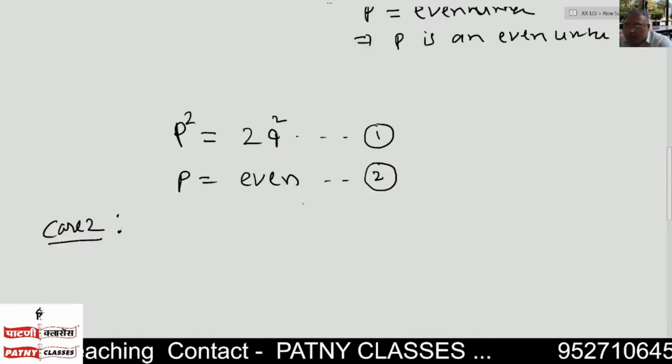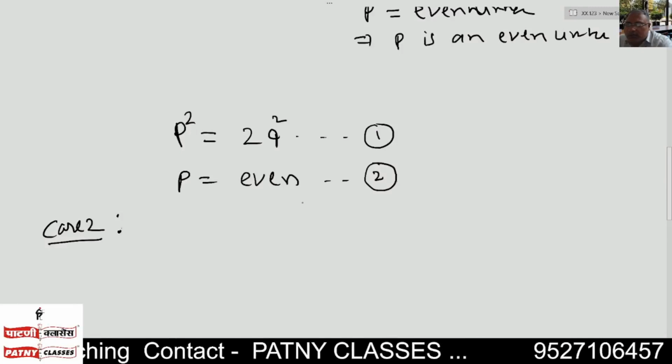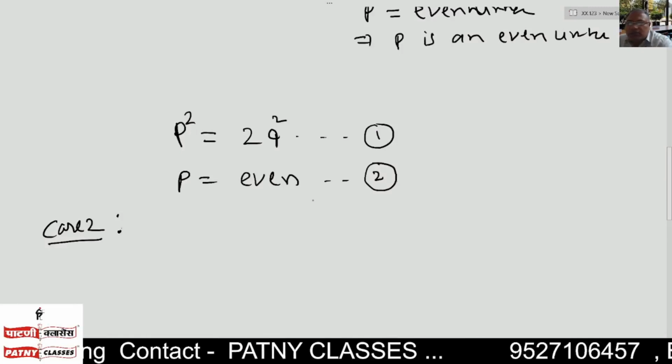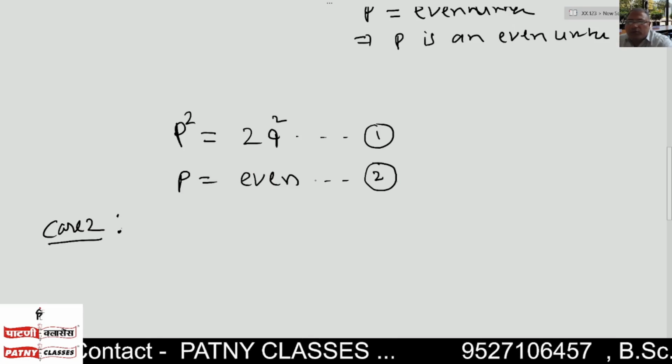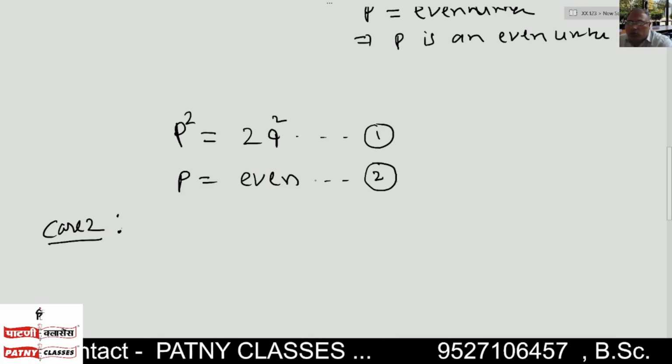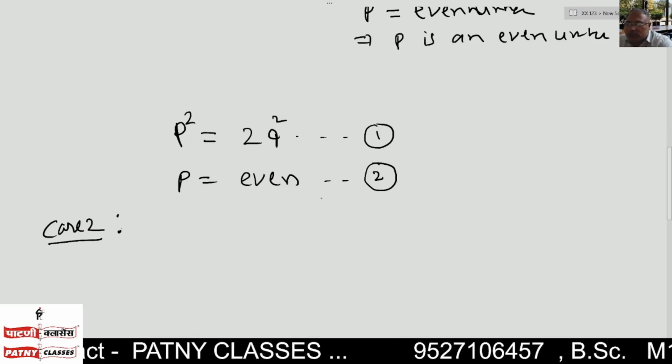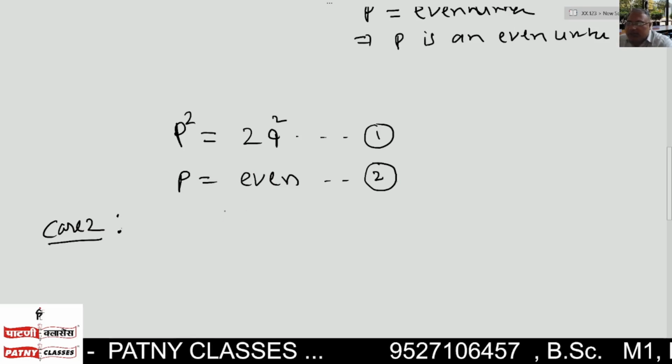In the above case, we assumed root 2 is a rational number, and the conclusion is p square equals 2q square and p is even. We got these two conclusions from the above discussion. Now we will consider case number 2.